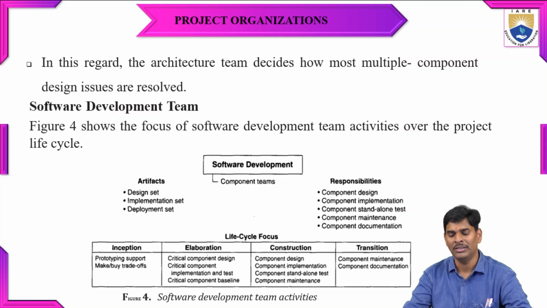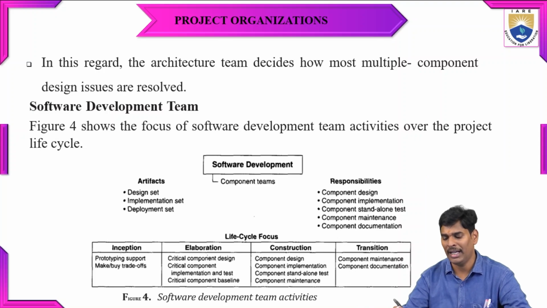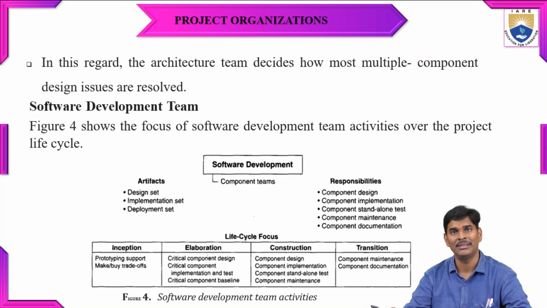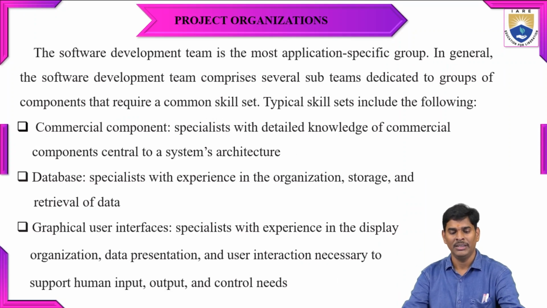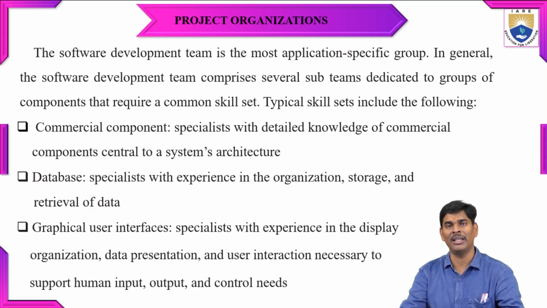In construction, they need the component design, implementation, standalone test, and maintenance. And the final phase is maintenance. They need to maintain the software architecture of the different types of components and have good documentation for those components. The software development team is mainly used for the application-specific work. They can subdivide the teams into groups of components, so they require different types of skill sets.